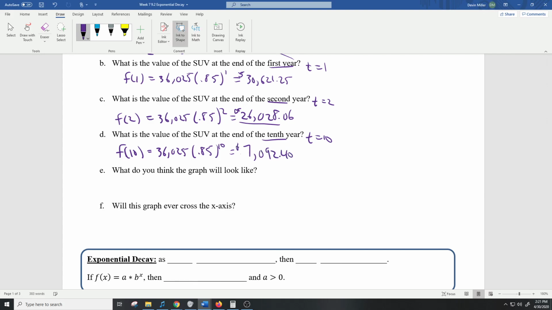$7,092.40. So after having the vehicle for 10 years, it'll be worth around $7,000. It lost almost $30,000 worth of its value. Class, what do you think the graph will look like?